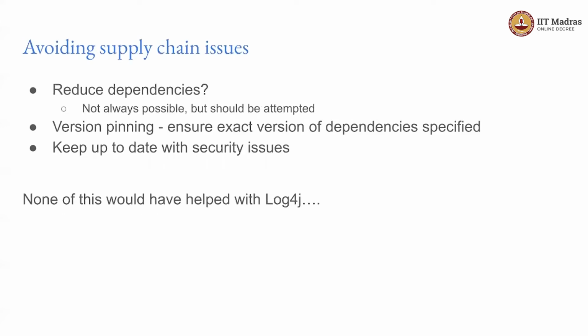How do you avoid such supply chain issues? One, the natural thought is, why not just reduce dependencies, right? Why should I depend on log4j or faker.js? The problem is you can't always afford to reinvent the wheel, right? Log4j was an excellent library. It had a good reputation. It is very well regarded, but it had a bug.